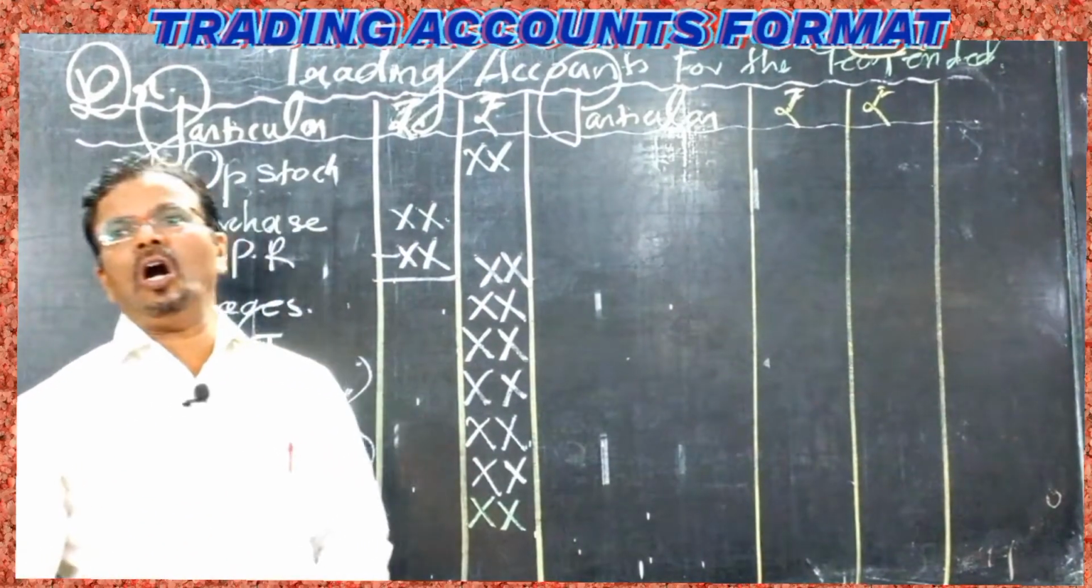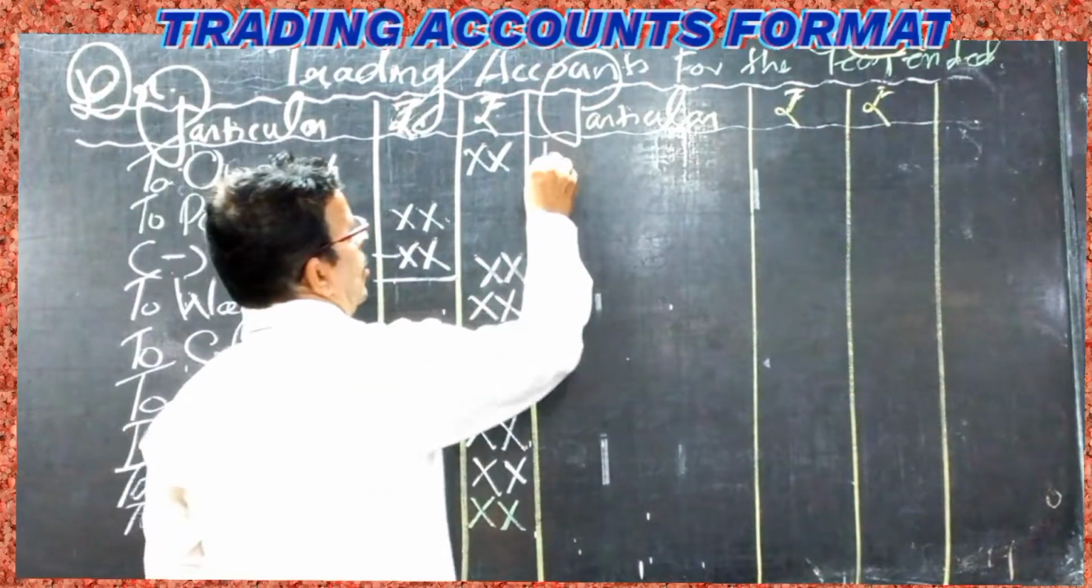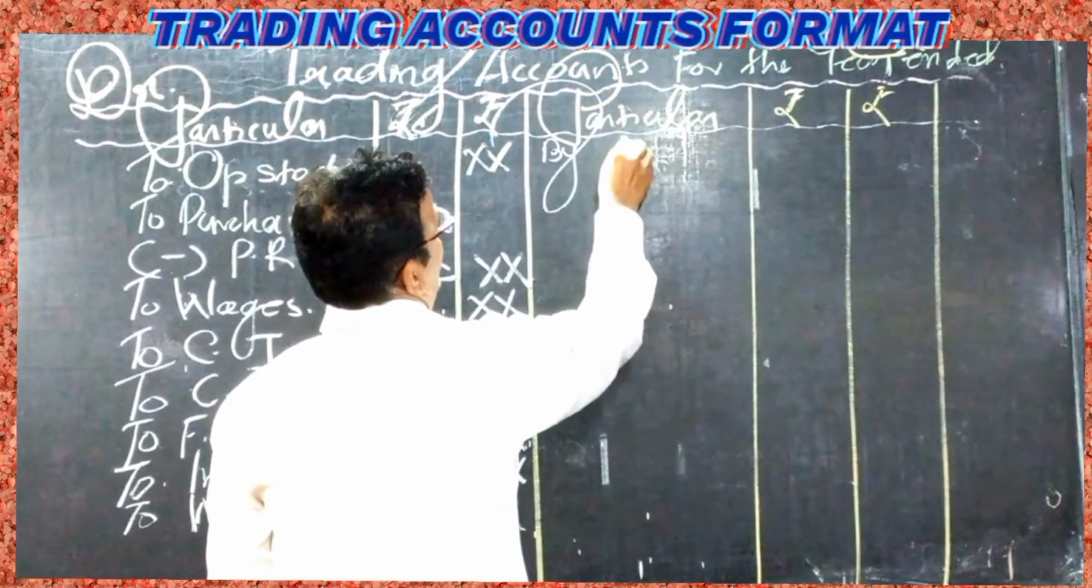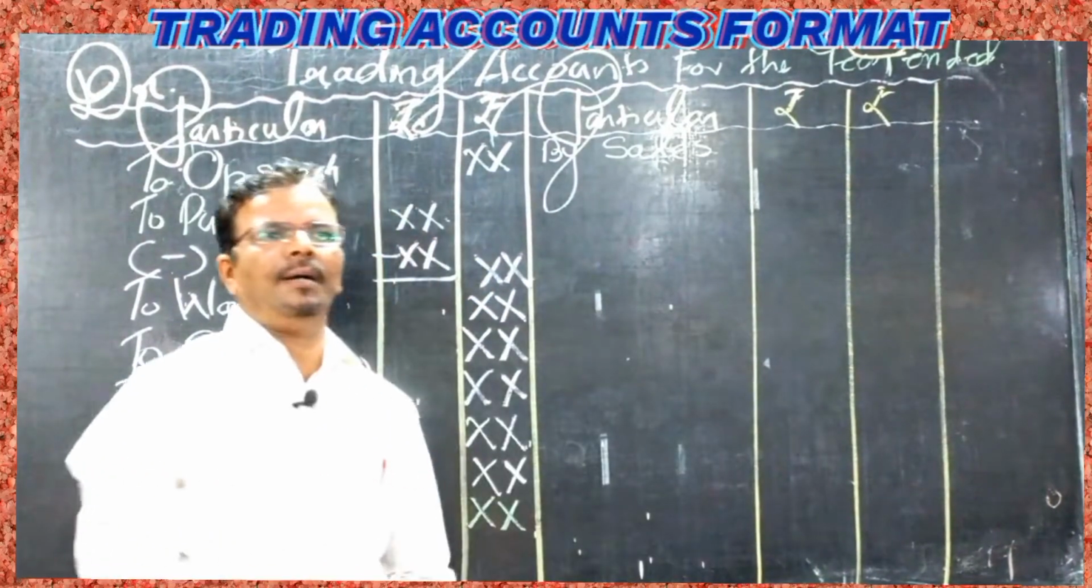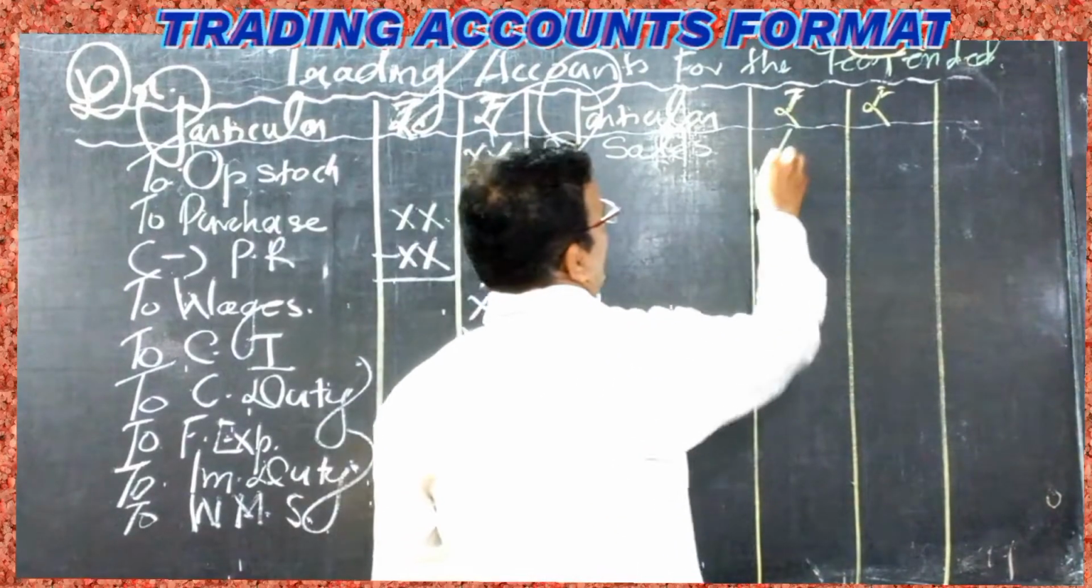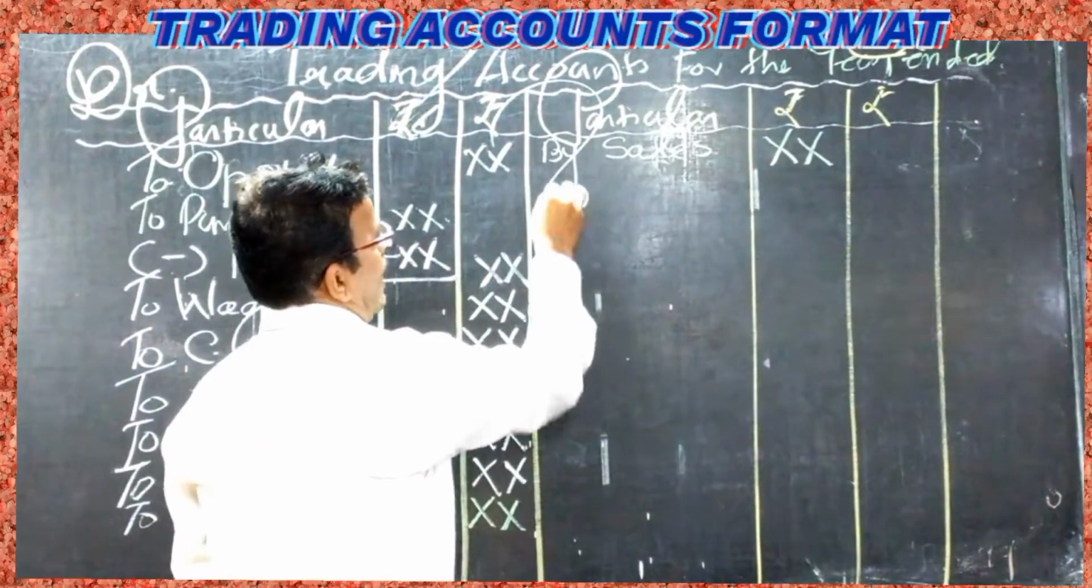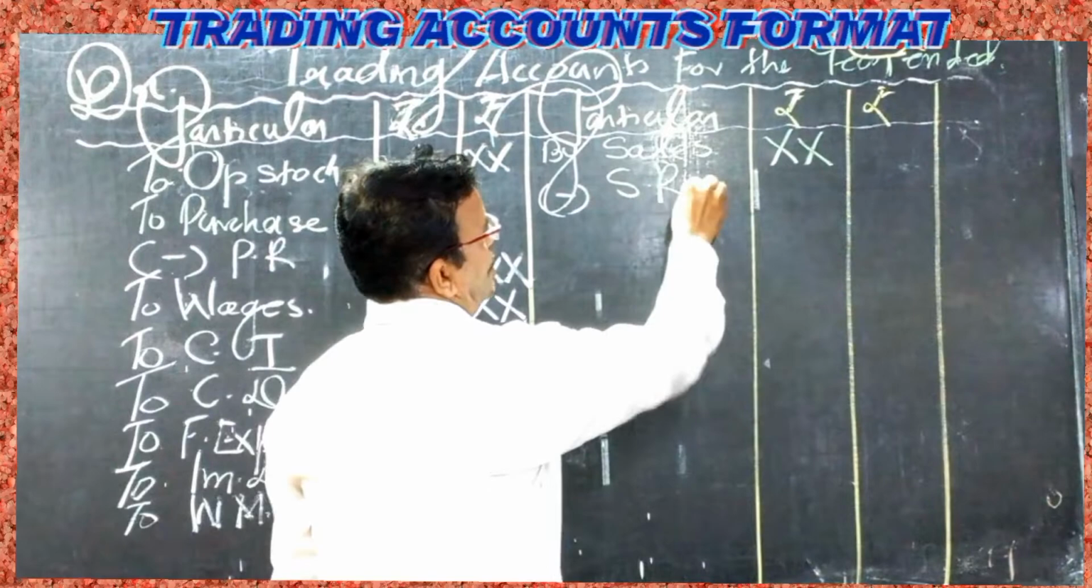Credit side means all income. So first is always sales. We produce the goods and those goods are sold in the market, so we receive the income. From this we have to minus sales return.